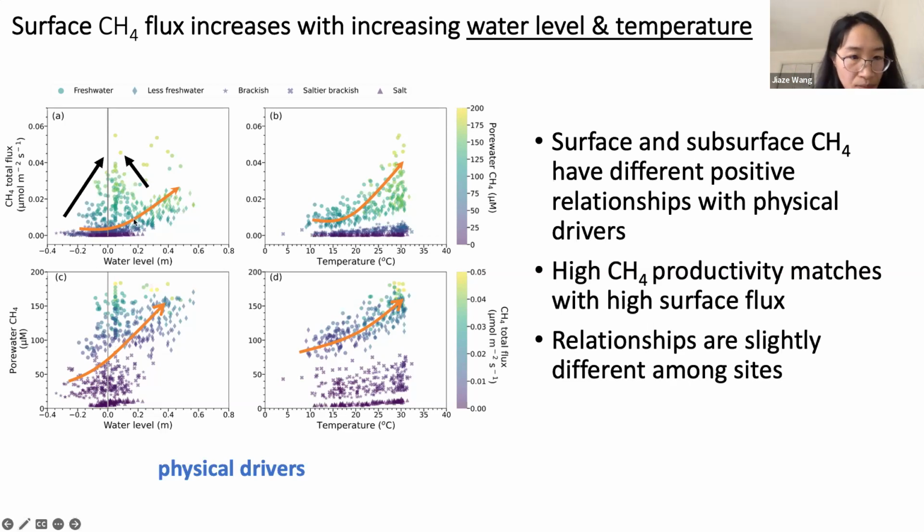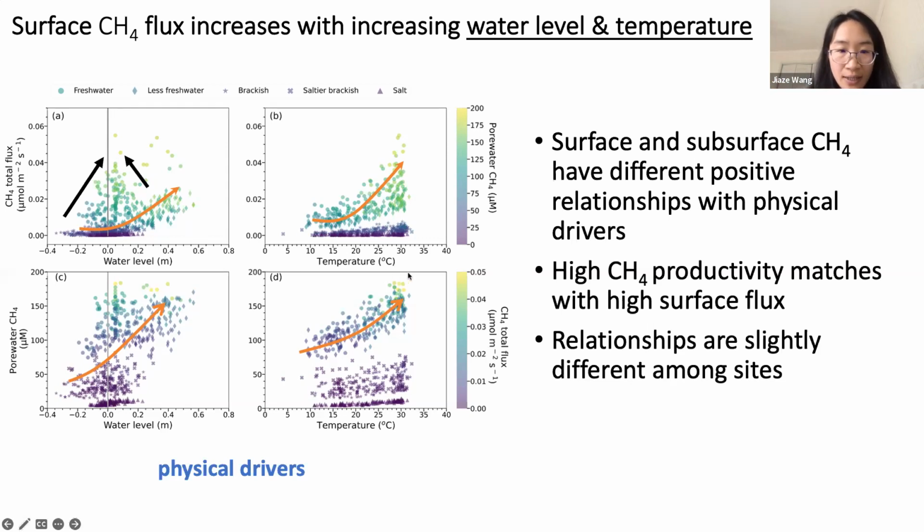Another feature here is that the color bar represents the pore water methane concentration, and a warmer color means high pore water methane concentration. So there's a positive relation between surface flux and pore water concentration, which makes sense because all the surface flux comes from the subsurface.